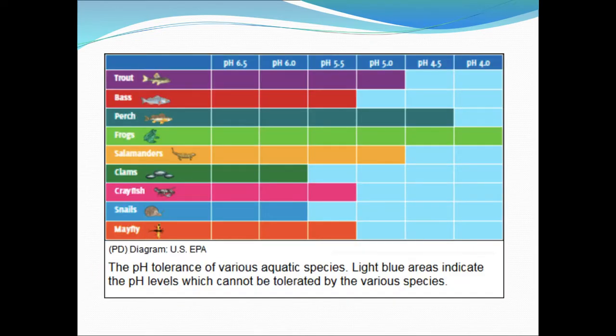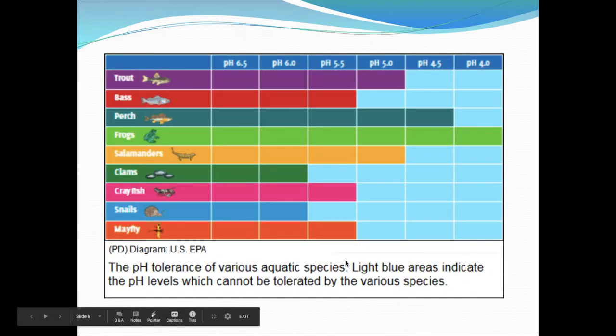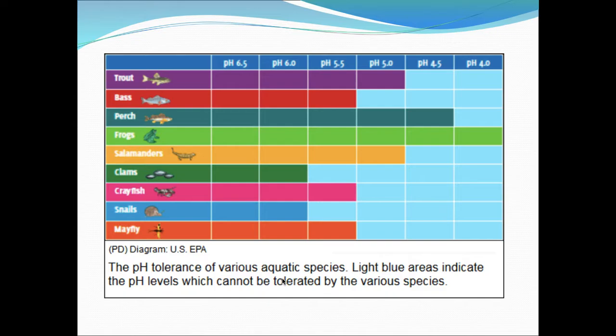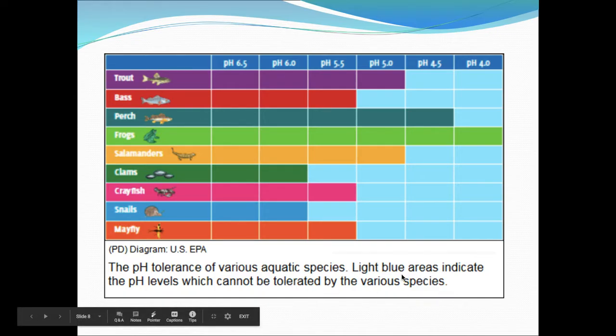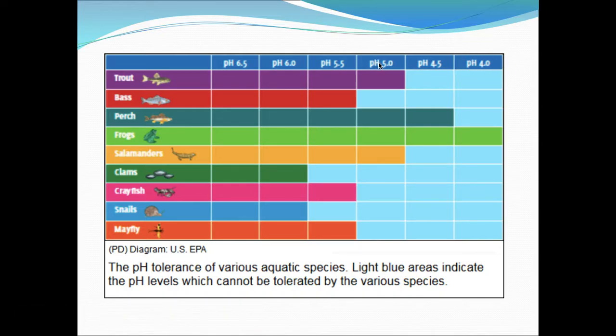All right, our next, before we jump there. So here's our pH tolerance of various aquatic species. I know you don't have this on your chart, but let's go ahead and take a look at it. Light blue areas indicate pH levels which cannot be tolerated. So if I look here, here's a pH of 6.5 and it's going down to 4. 4 is more acidic than a 5. The smaller the number, the more acidic it becomes.